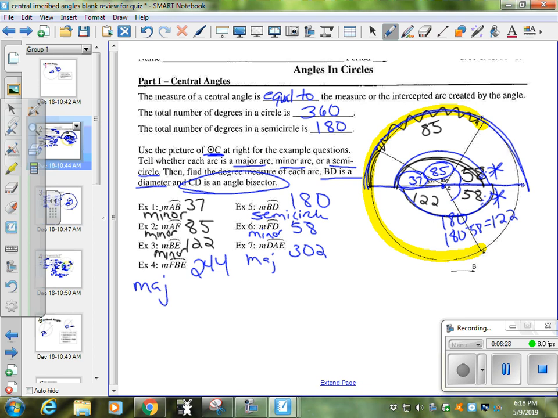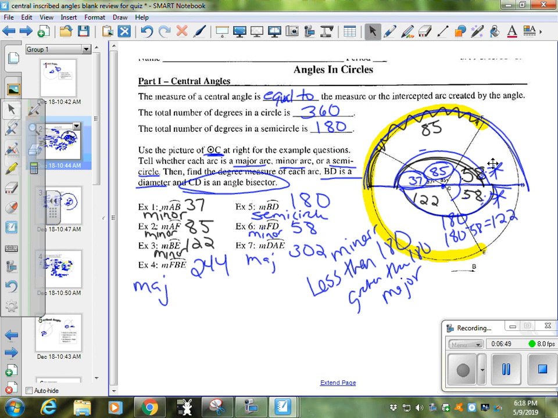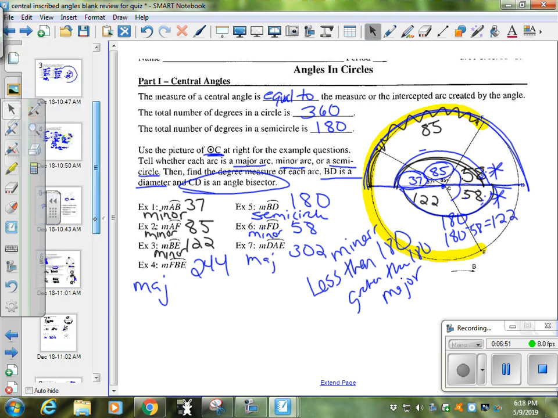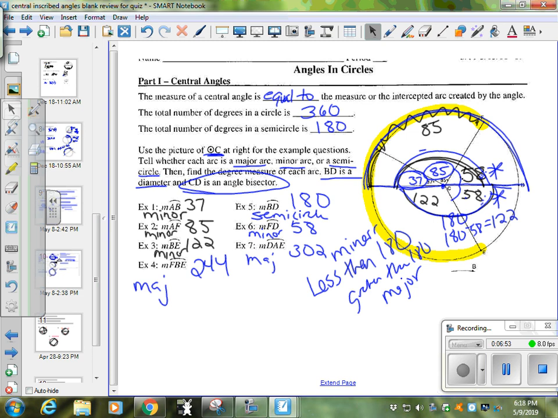Remember, they all add up to 360, and across the diameter, half is 180. Minor, less than 180, is a minor arc. Greater than 180 is a major arc. And that should wrap that one up.